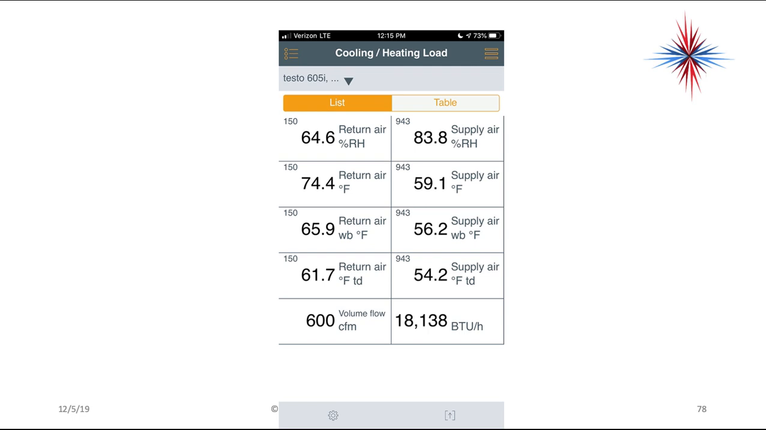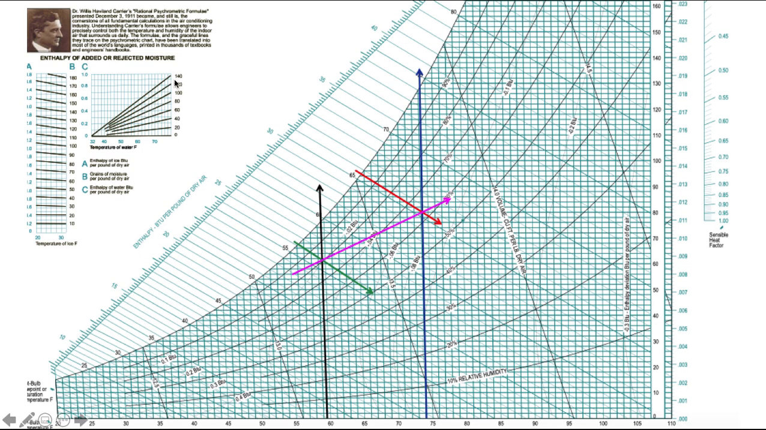I've shown this earlier. This is a digital output of the Testo Smart Probe application on cooling and heating loads. So when you look at this, you have a return air dry bulb temperature, a return air wet bulb temperature, a supply dry bulb temperature, and a supply wet bulb temperature. Now let's plot these on the psychrometric chart. In this case I'm using the Carrier psychrometric chart. They're all the same, except some of them are easier to read sometimes, so that's why we're doing it.